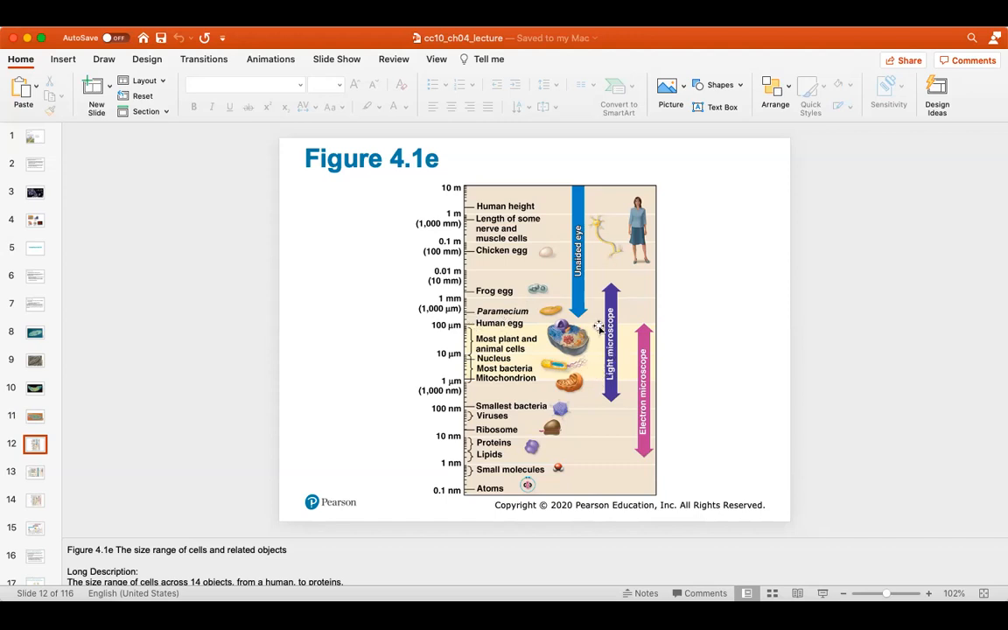But with the light microscope, we can see most plant and animal cells, the nucleus, most bacteria, and mitochondria. We'll talk about what those mean. With the electron microscope, whether that's a transmission or scanning electron microscope, then we can see even more detailed, more zoomed in. The smallest bacteria, viruses, ribosomes, which create proteins, lipids, small molecules. Atoms are kind of out of the range of microscopes at all.